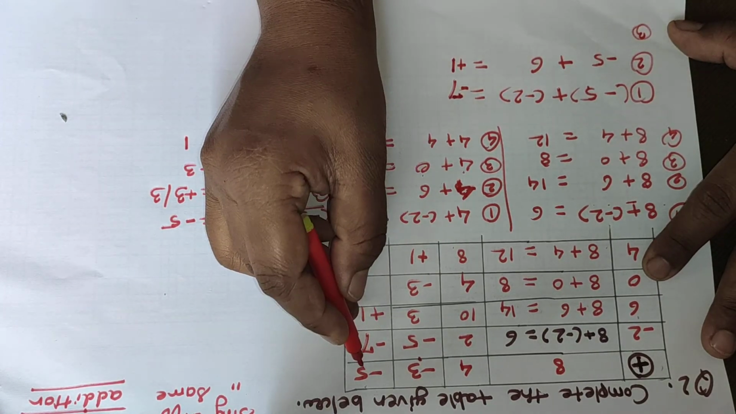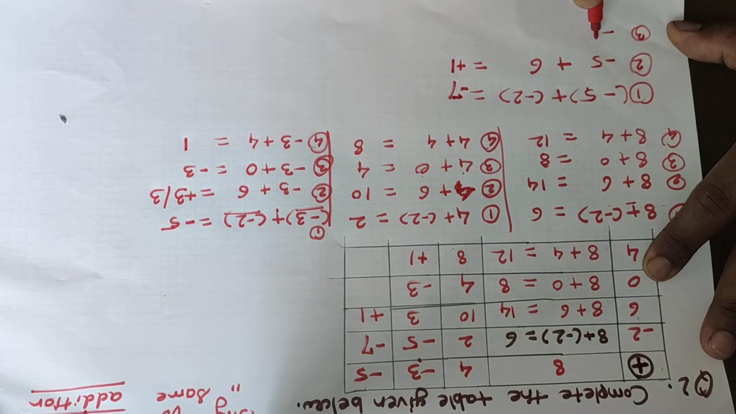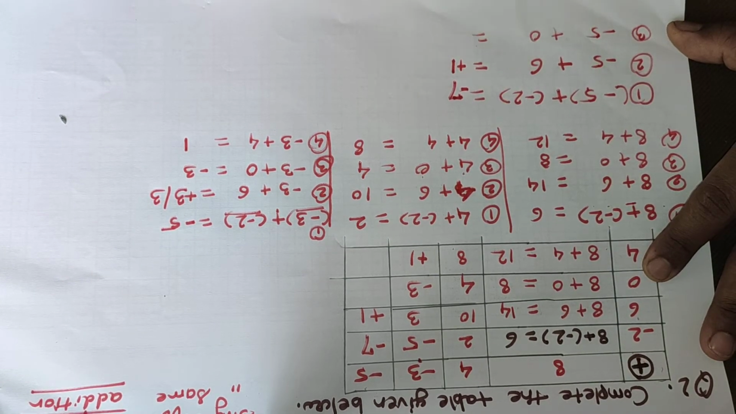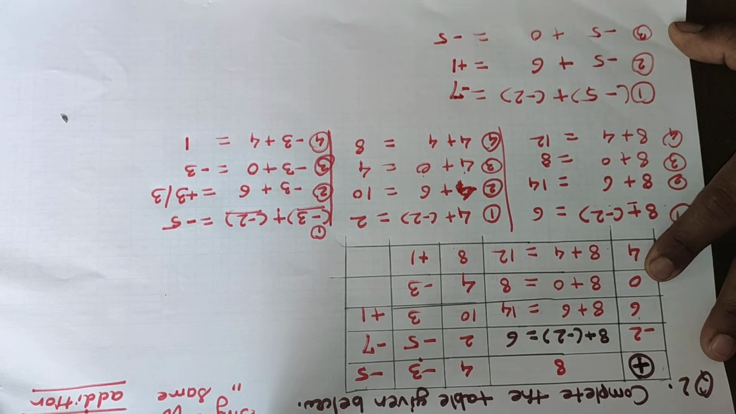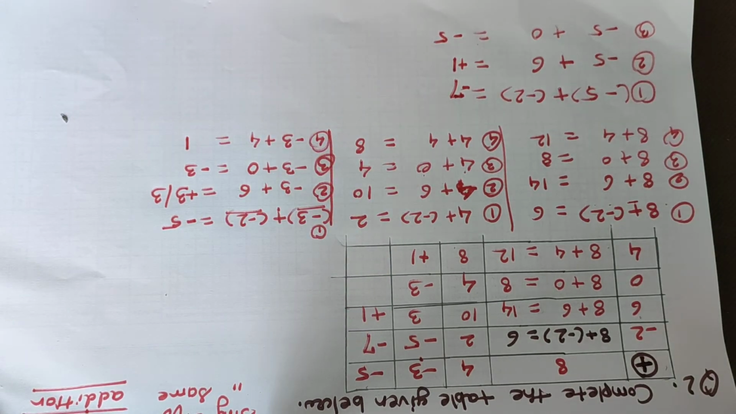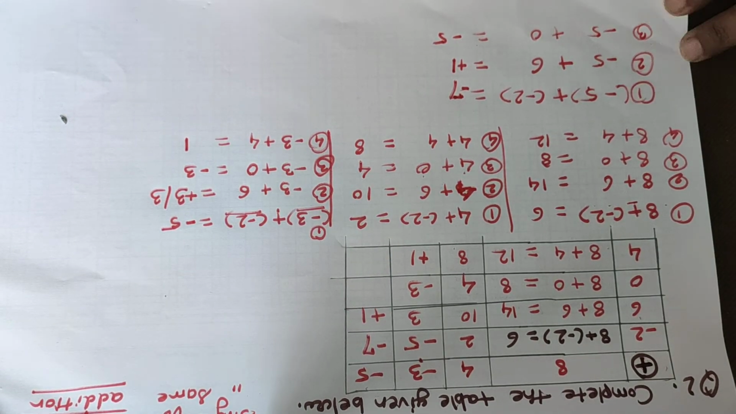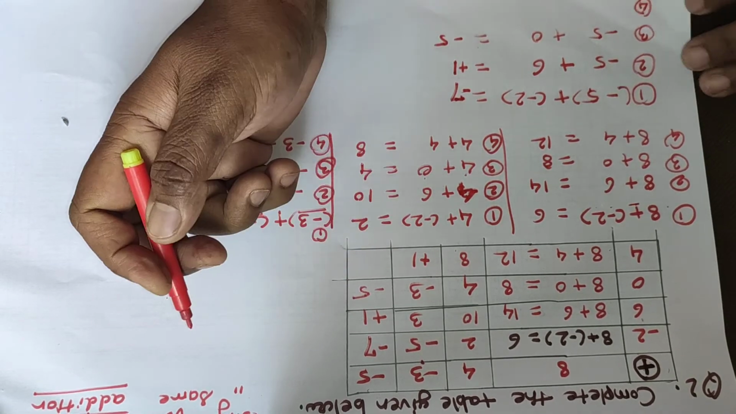Next example, minus 5 plus 0. So minus 5 plus 0 is equal to minus 5. Okay, because 0 plus any number is equal to the same number. Last fourth example. So here the answer is minus 5.